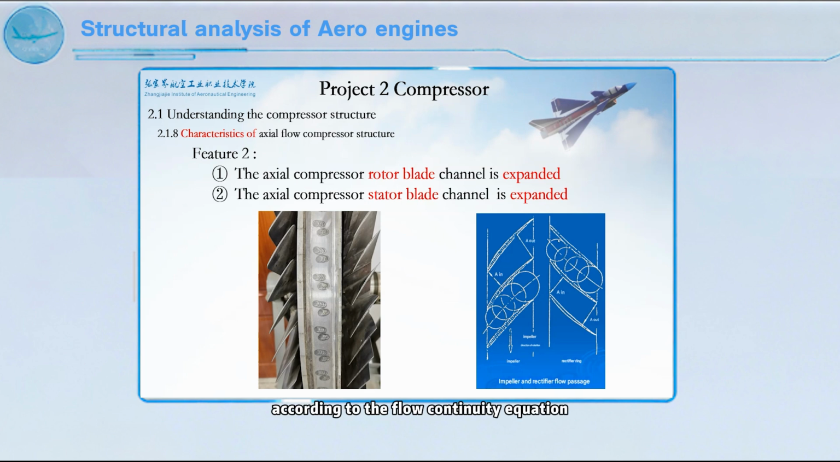According to the flow continuity equation and Bernoulli equation, when the airflow flows through the compressor rotor blade channel, since the rotor blade channel is expanded, the relative speed of the airflow decreases and the pressure increases. When the airflow flows through the stator blade channel, since the stator blade channel is also expanded, the absolute speed of the airflow decreases and the pressure increases. In this way, after the airflow passes through the multi-stage compressor, the pressure will increase a lot. This is the principle of diffusion supercharging of the axial flow compressor.